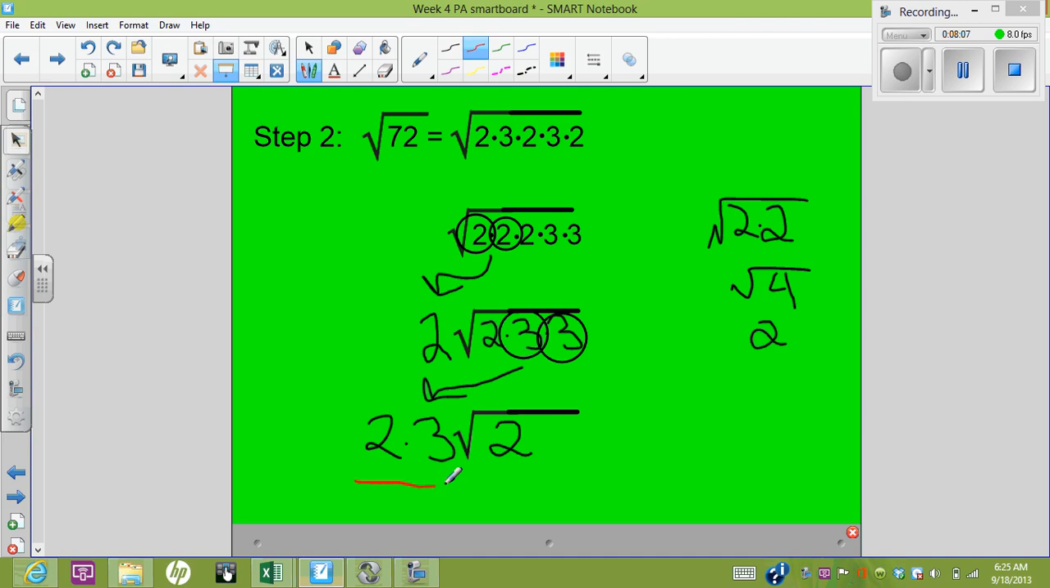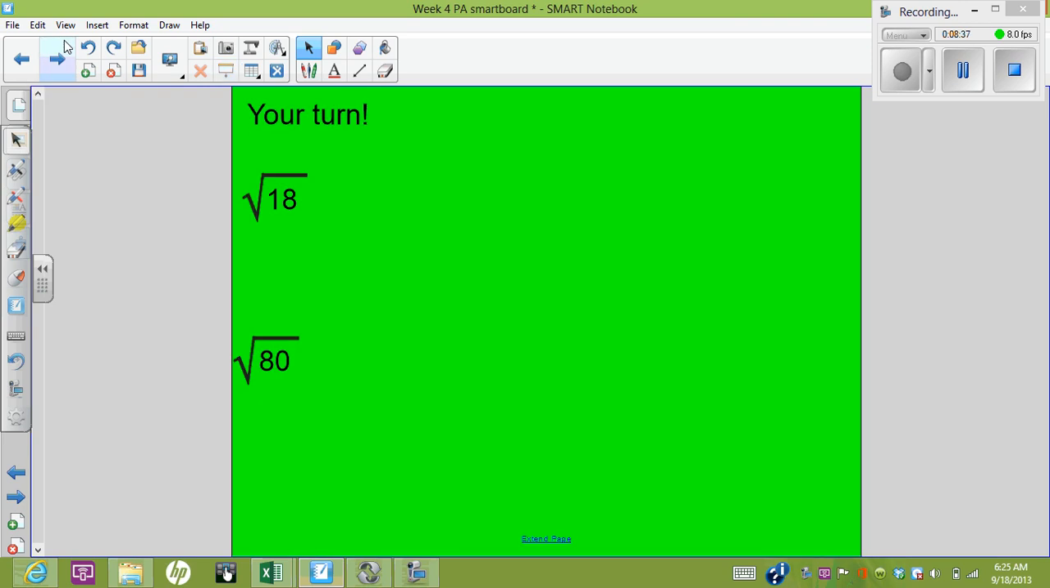Okay, I have a 2 and a 3 out here in front of the square root sign. I'm going to multiply those numbers together. That's going to give me 6. And there's no numbers to multiply together under my radical. There's nothing left except just plain old 2. So my answer for the square root of 72, and this is an exact answer, is 6 times the square root of 2. And that is as simple as you need to make it. You're done there. Okay? Why don't you go ahead and try a couple on your own?